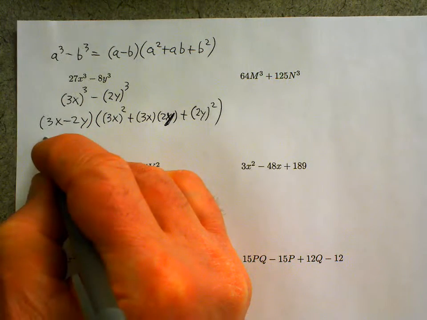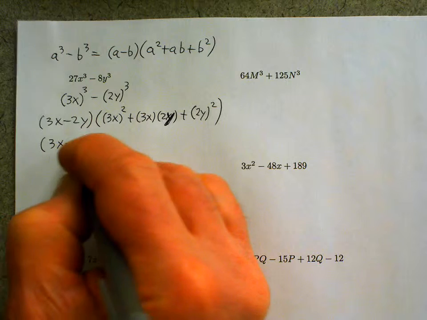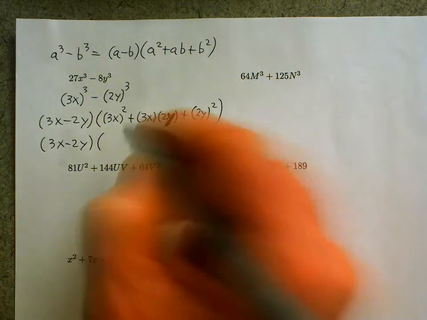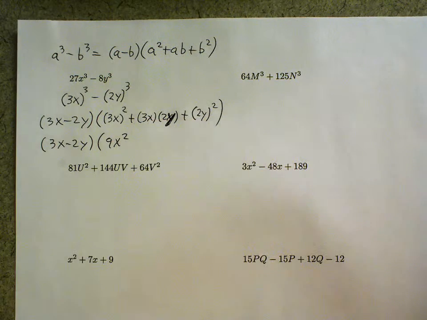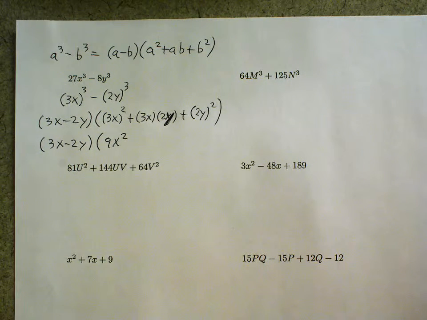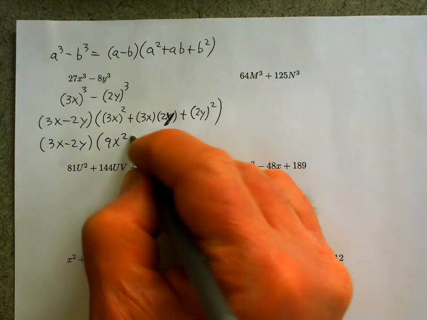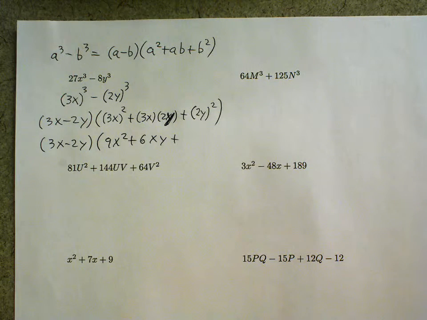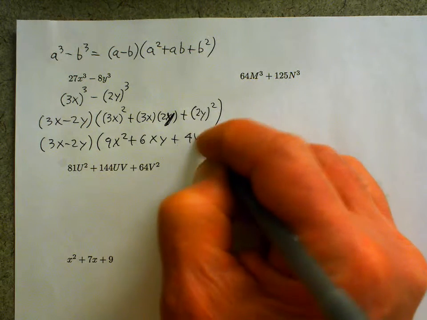And then we'll simplify that, 3x minus 2y. And then in the trinomial, when we square 3x, we get 9x to the second. And when we add 3x times 2y, we get plus 6xy. And then when we square 2y, we get 4y to the second.